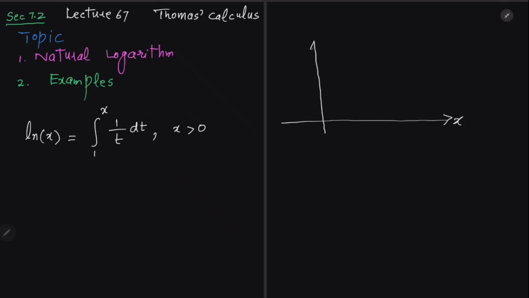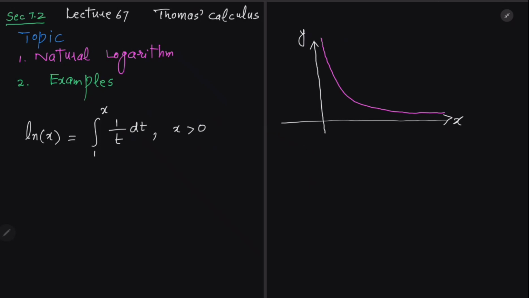Suppose we have x and y axes, and we decided to put 1 over t in the integrand. So I graph that function, and you know that this graph looks like this. Since we are taking a positive value, there could have been another branch of that if x were a negative value. But this is not the case over here. x is only positive.